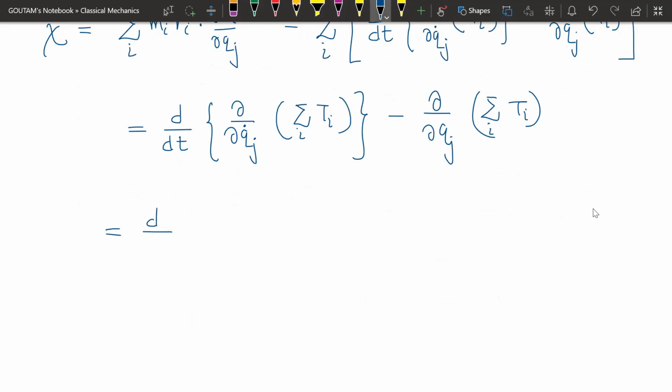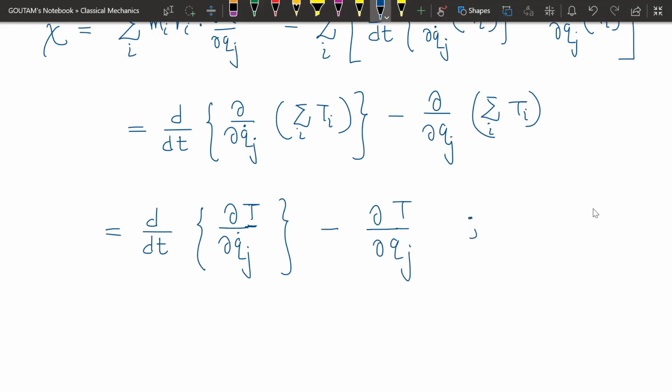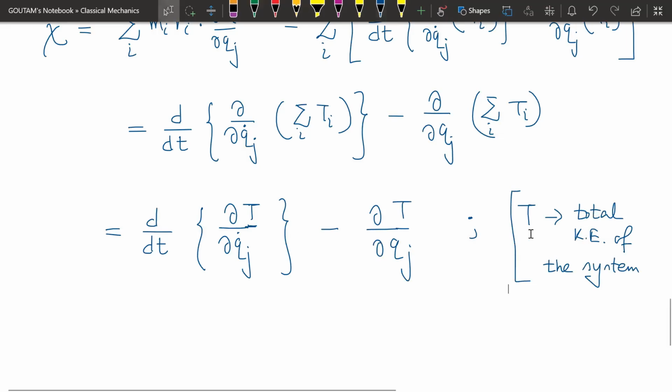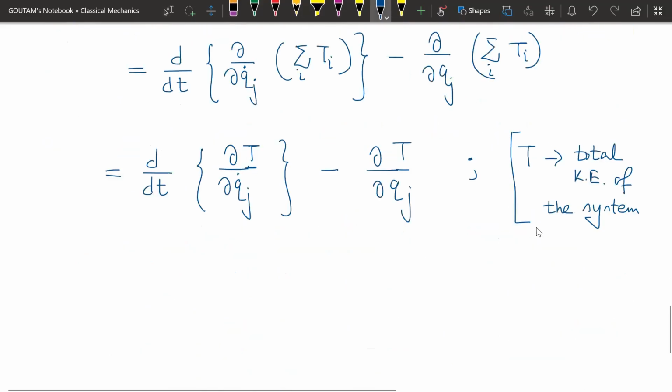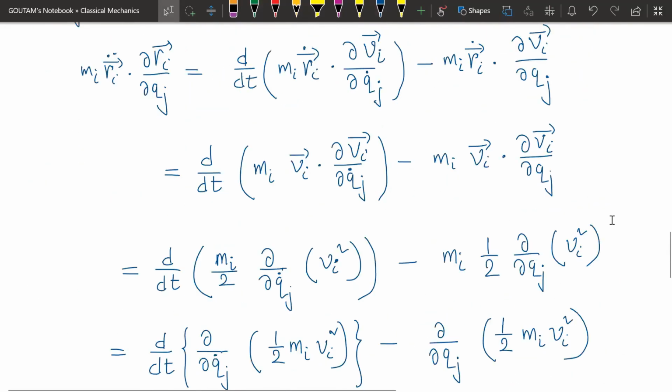So d/dt of ∂T/∂q̇j minus ∂T/∂qj. Here T is the total kinetic energy of the system. So this, let's call it equation 10.